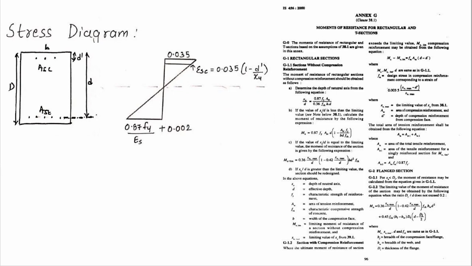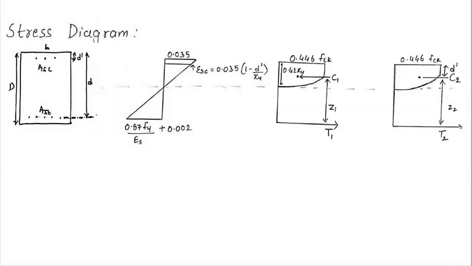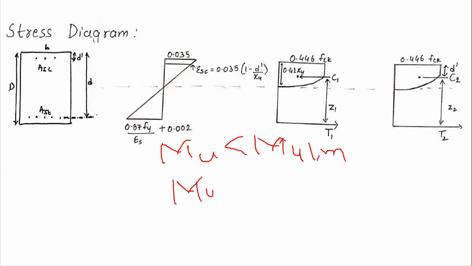Now moving on to the stress diagram. Here the stress diagram is divided into two portions. Why is it divided into two portions? Because it is a doubly reinforced beam. Now basically let us understand what a doubly reinforced beam is. Let us take an example of Mu. In the previous chapter we have considered three relations: Mu less than Mu lim, second one was Mu equal to Mu lim, and the third was Mu greater than Mu lim.